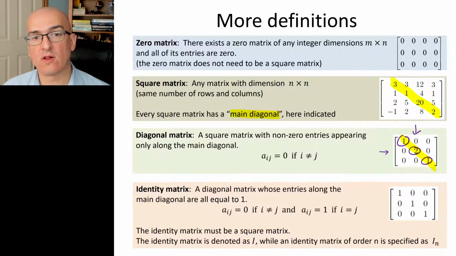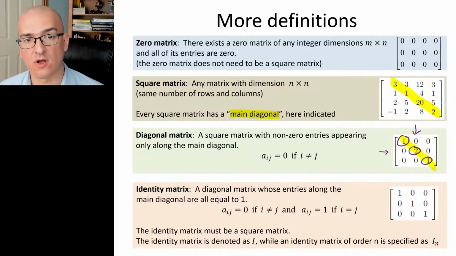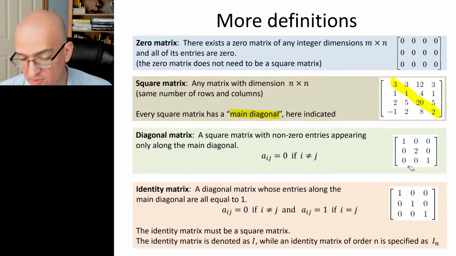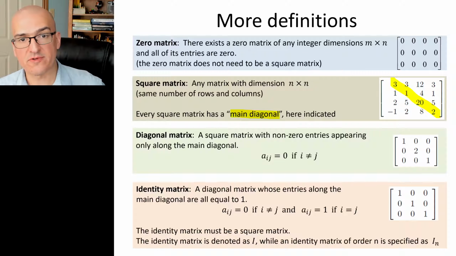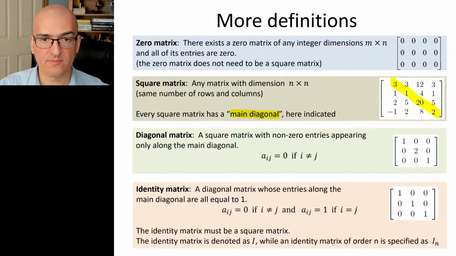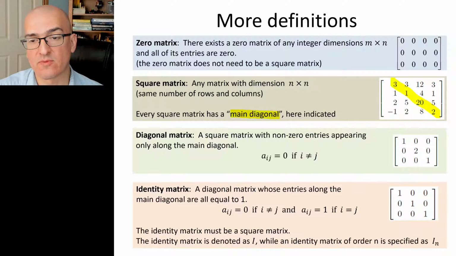Notice in all of those entries, the row number and the column number are the same. That's always true for an entry along the main diagonal. The column number has to equal the row number, and that's what this definition is saying. If the row number does not equal the column number, so i does not equal j, then that element is not on the main diagonal. And if this is a diagonal matrix, then that element must be 0.